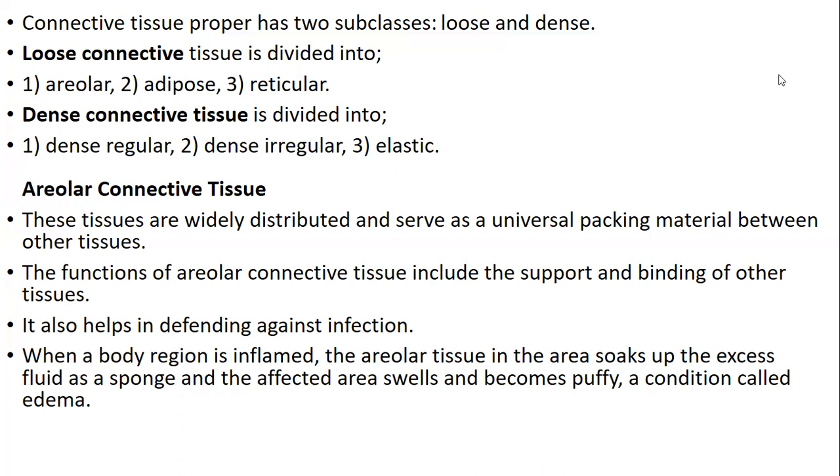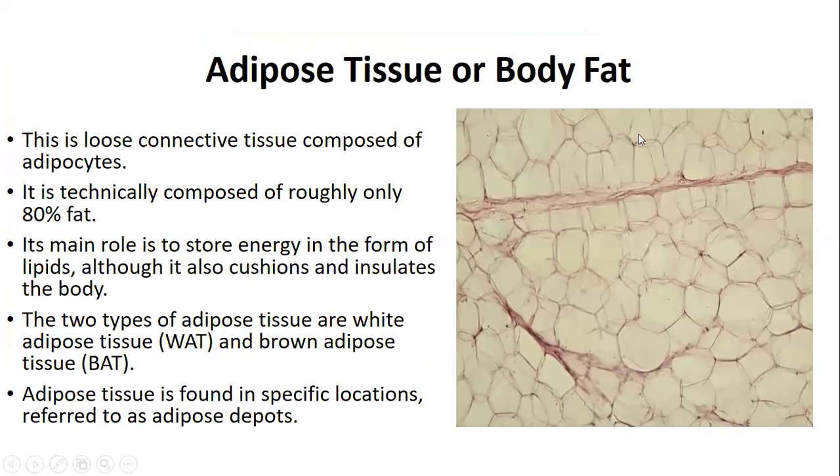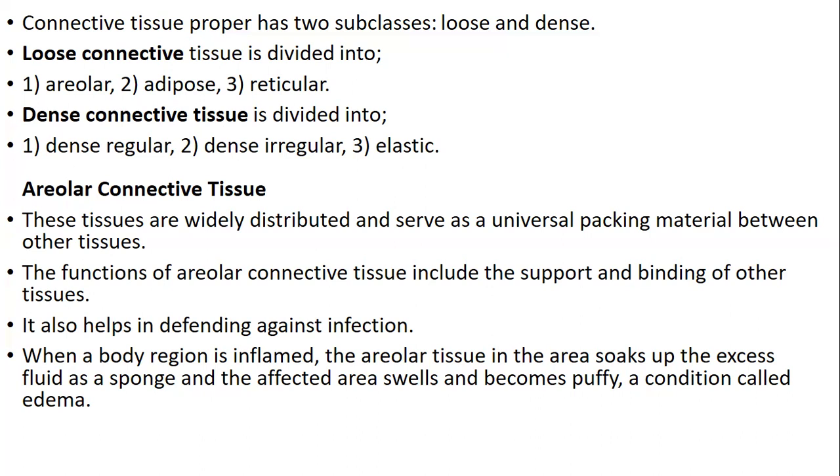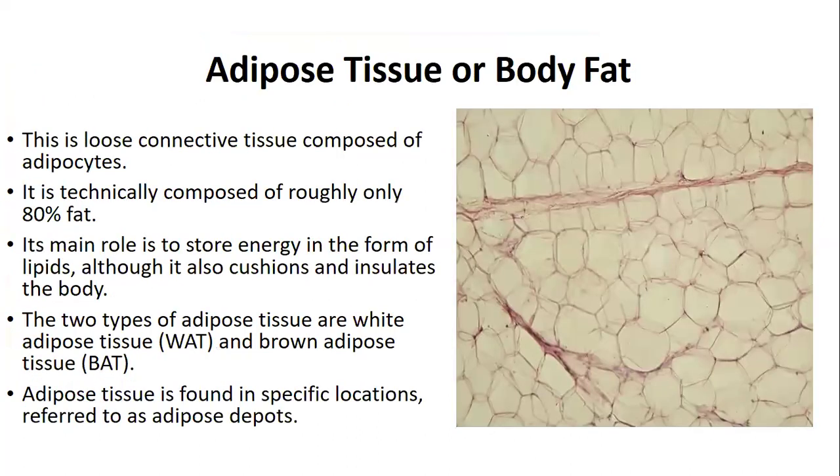So let's start with loose connective tissue, areolar connective tissue. These tissues are widely distributed and serve as a universal packing material between other tissues. Their functions include support and binding of other tissues. It also helps in defending against infection, and when a body region is inflamed, the areolar tissue in the area soaks up the excess fluid like a sponge, and the affected area swells and becomes puffy, a condition called edema. It facilitates the swelling by soaking up the excess fluid arising from inflammation.